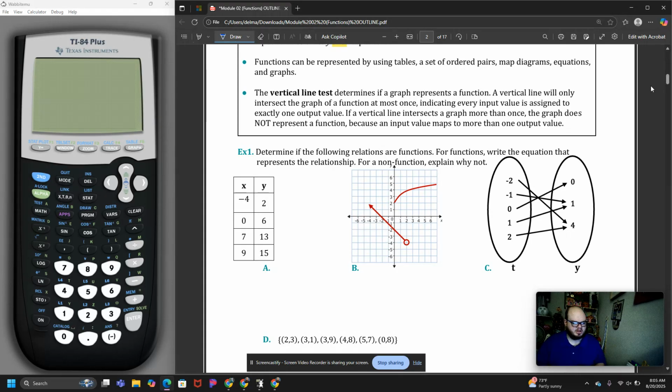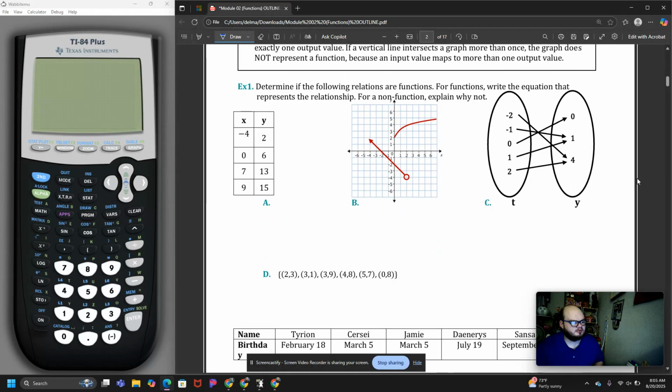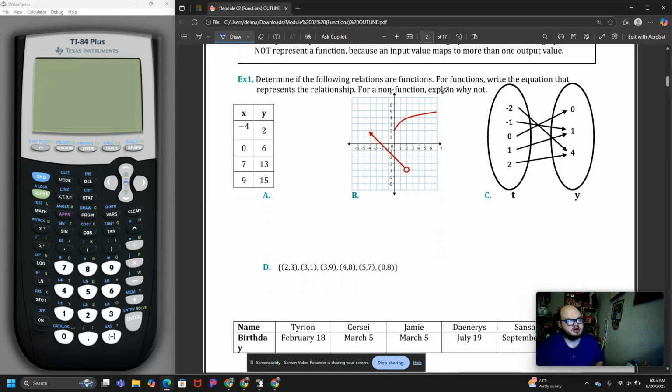Okay? So let's look at an example. Determine if the following relations are functions. For functions, write the equation that represents the relationship. For a non-function, explain why not. So let's look. -4 goes to 2. Do I see any other number going to 2? Okay, that's good.